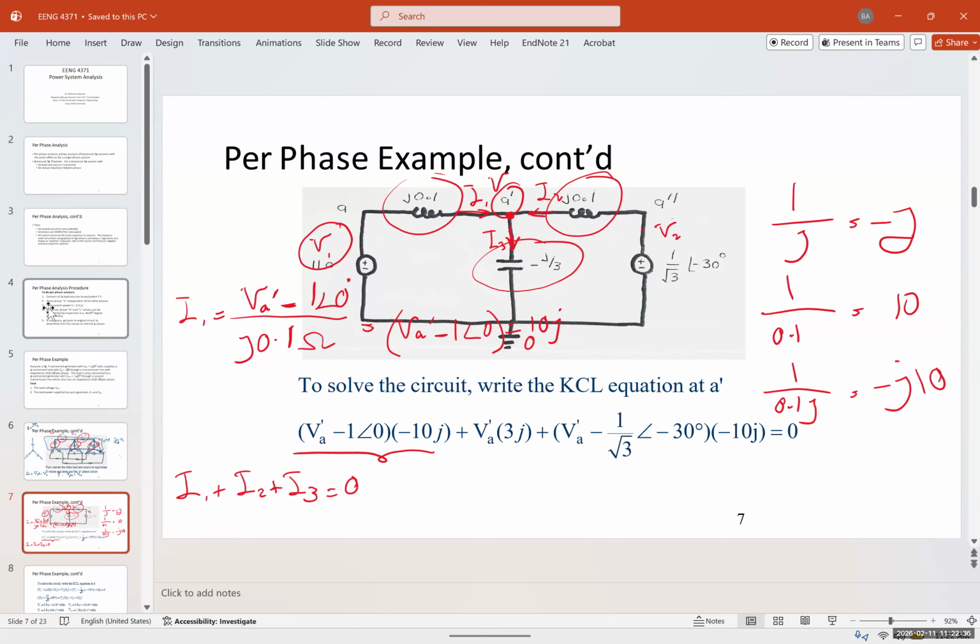Now, what is I2 or I3? Same way, I2 would be VA prime minus 1 over the square root of 3. Again, 1 over J0.1 is going to give us negative J10. And for this one, 1 over negative J over 3 gives us 3 over negative J. In other words, it gives us 3J. Is it clear where we got these equations? Okay.